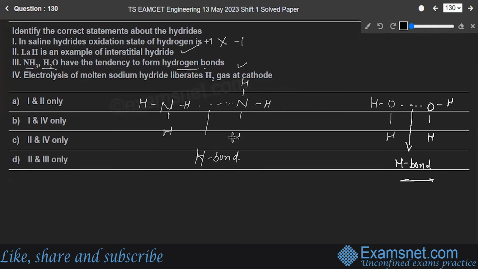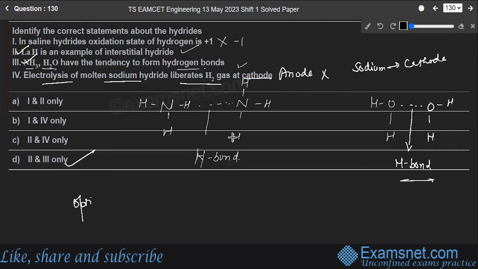Next one, the fourth one: electrolysis of molten sodium hydride liberates hydrogen gas at cathode. See, the electrolysis of molten sodium hydride liberates hydrogen gas at anode, not cathode. And sodium is formed at cathode. So this one is incorrect. That means the correct ones are 2 and 3. So you have D option as the right answer. Hope you understood that. Let's move to the next question.